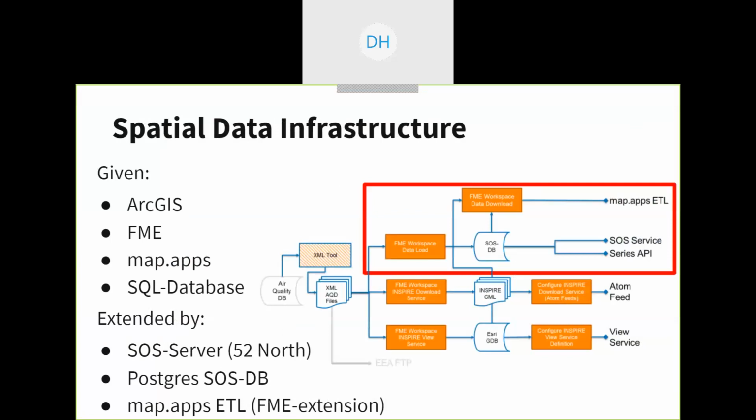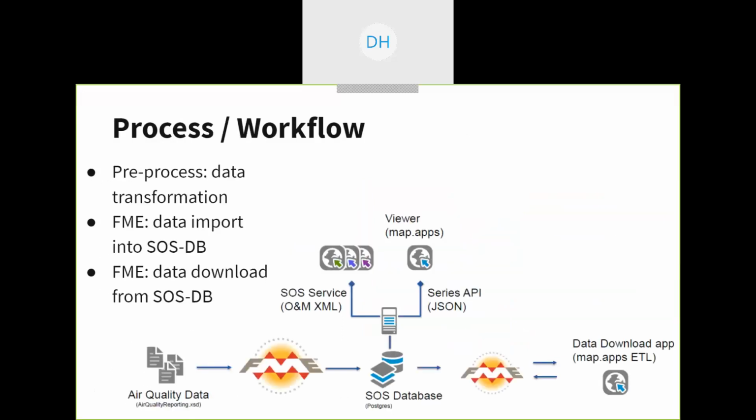and SQL database, and that was extended by the SOS server from 52 North, Postgres database, and the Map Apps ETL. You can see here from the architecture diagram the SOS database and which FME is used to load. And there are also FME workspaces which generate Inspire GML for an Atom feed, as Soren mentioned earlier, an example of that. And FME is used to load the Esri geodatabase, which is used, I think, probably ArcGIS for Inspire to provide view services. So that's the basic process workflow.